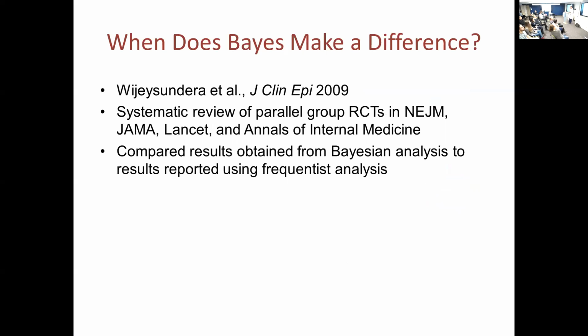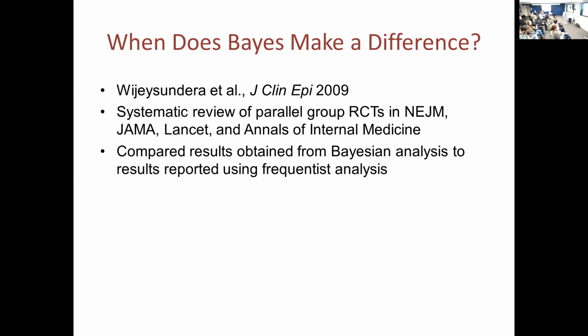So just to wrap up, the question remains, and obviously the most pressing one is, when does Bayesian analysis really change your thinking around the results of a study? And I just want to present a couple of thought-provoking studies. One of them is from Dhuminda Wijayasundara, who probably many of you know, who published this nice paper in the Journal of Clinical Epidemiology about a decade ago.